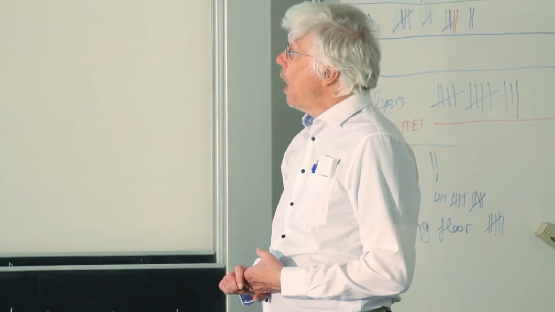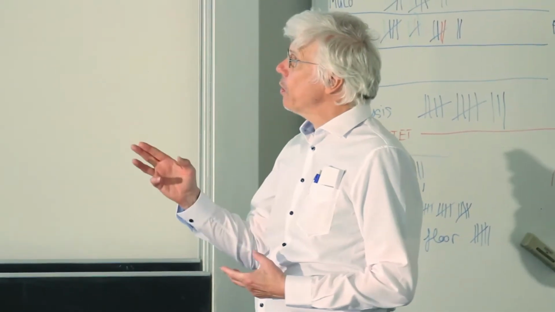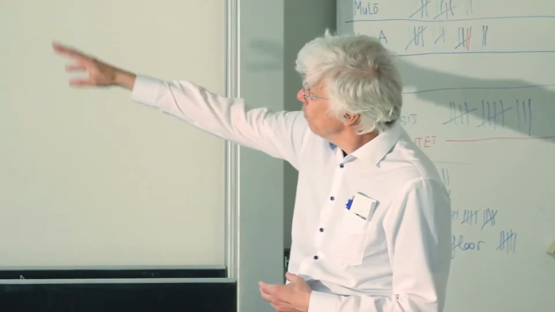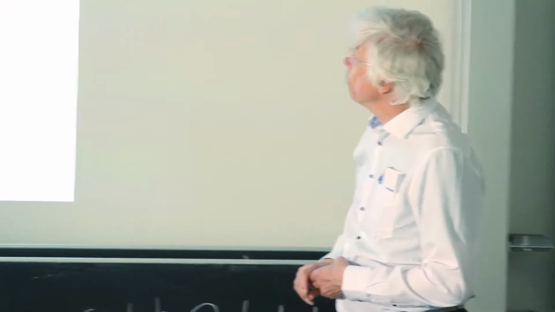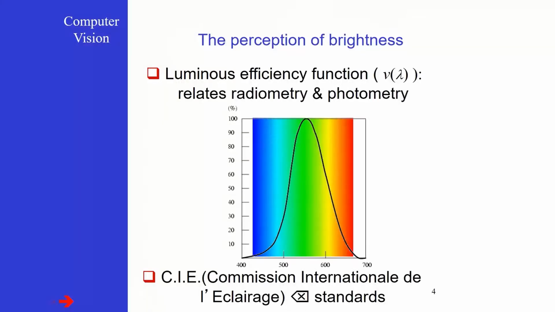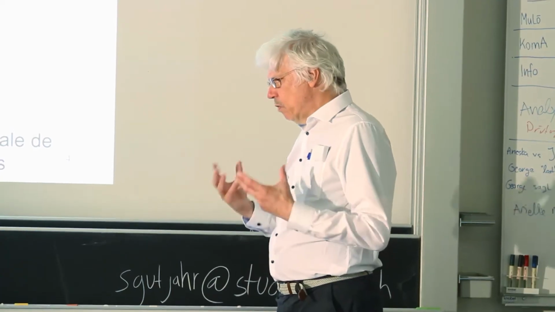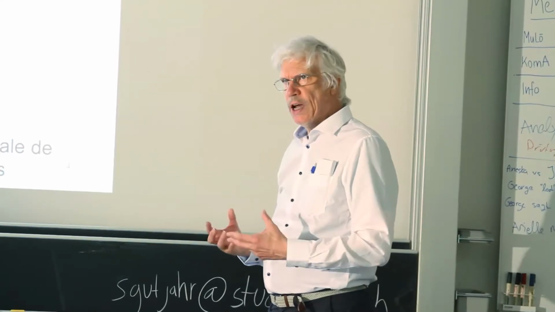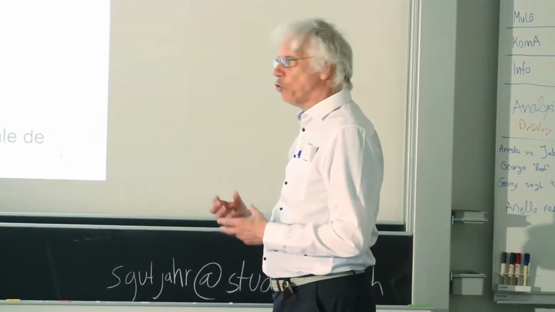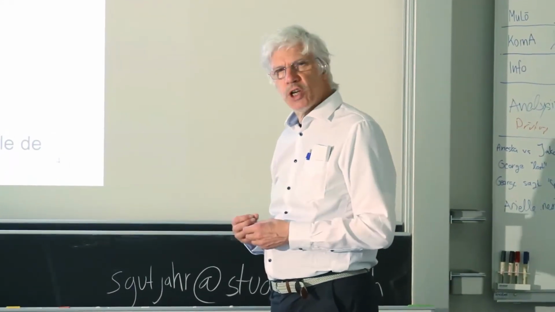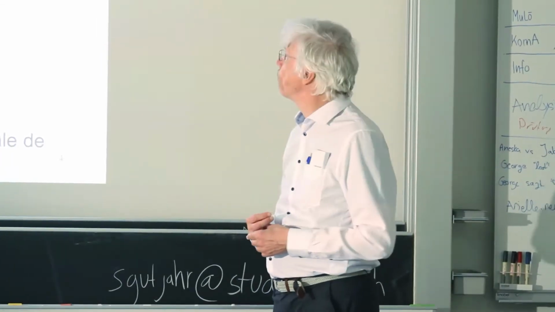First of all, I want to introduce this color sensitivity curve called the luminous efficiency function, V of lambda. And as we will soon see, it relates radiometry, the objective measurement of waves like light, and then photometry, the more subjective impression that light gives us.